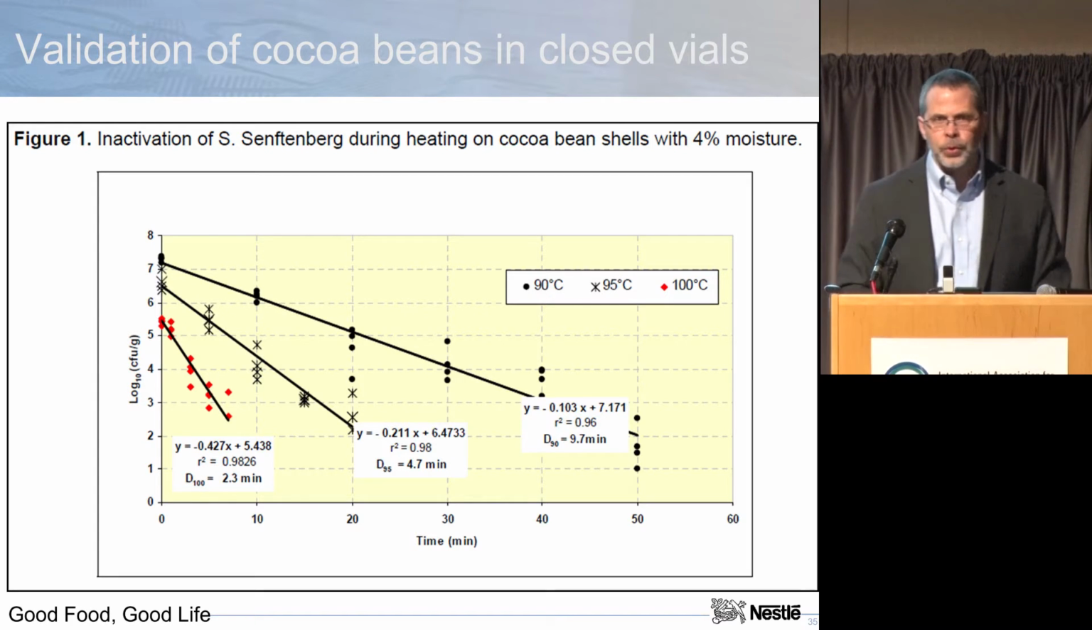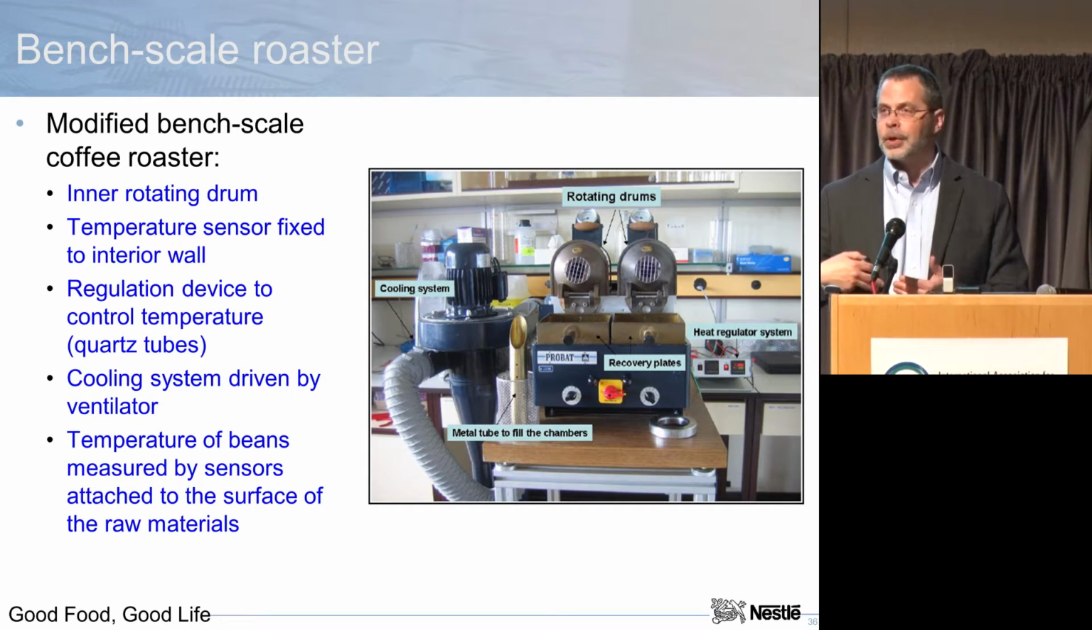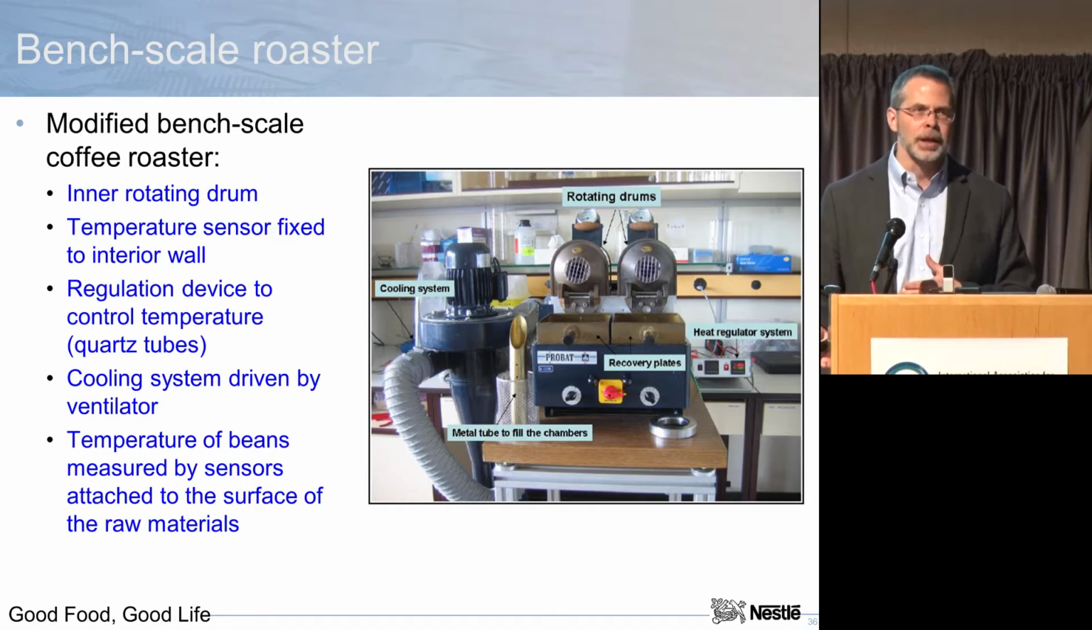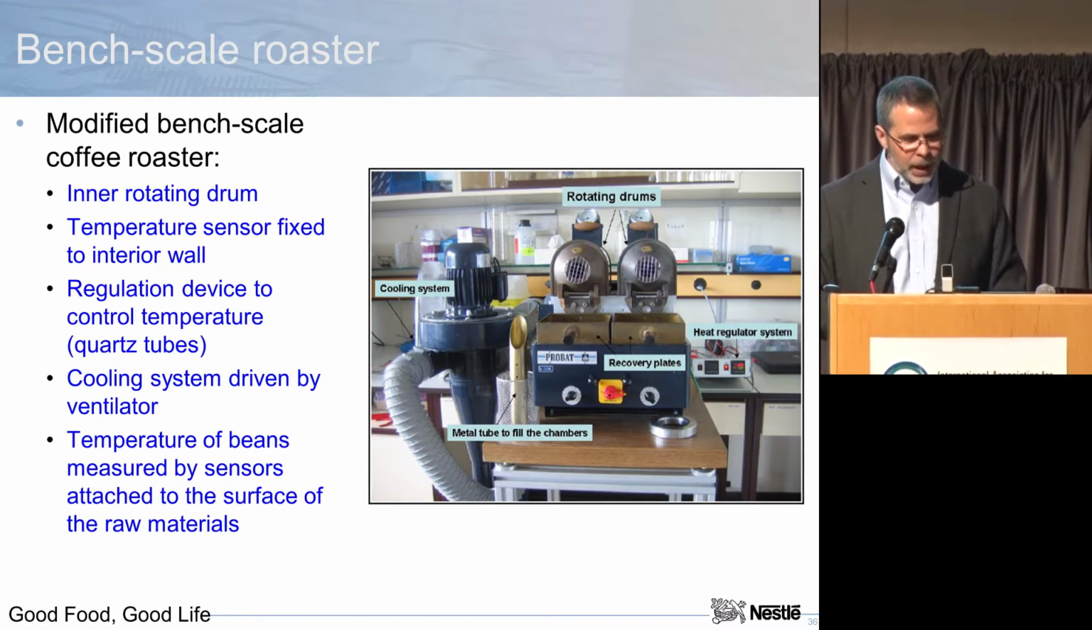So what we did is we knew, by the way, that we couldn't actually inoculate the roaster. There was really no way to do that. So we created a bench scale coffee roaster, and this is what it looked like. We tried the best to replicate the conditions of the roaster, and then we were able to measure the bean temperatures by sensors, and I'll show you a picture of that.